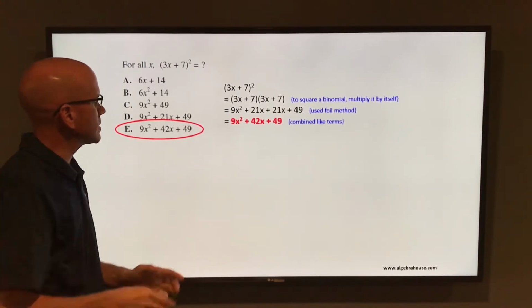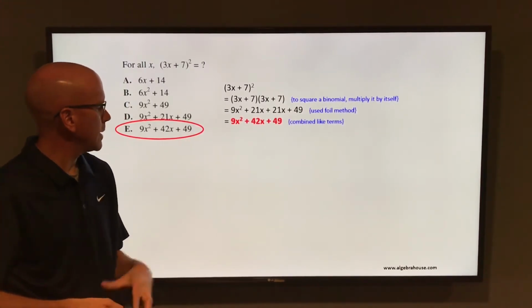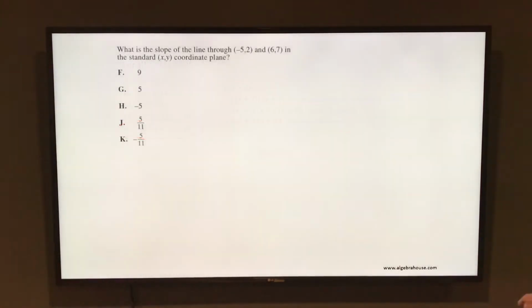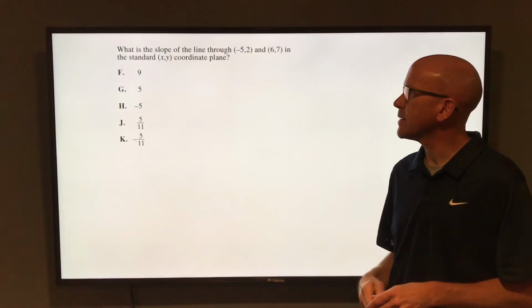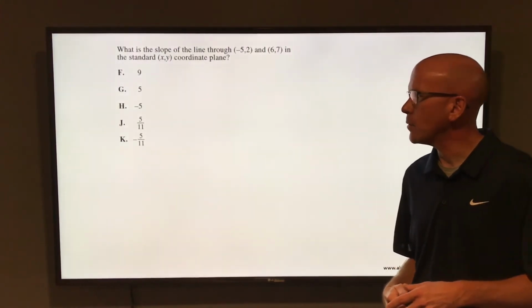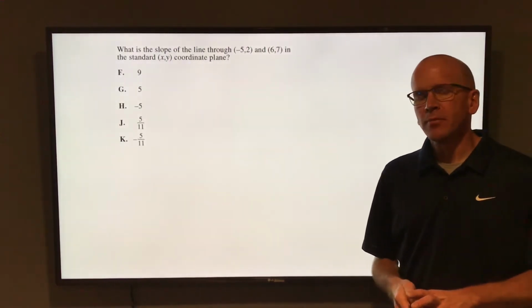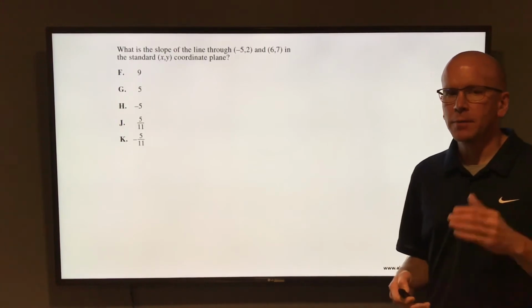It's actually 9x squared plus 42x plus 49. Letter E. What is the slope of the line through the points negative 5, 2, and 6, 7 in standard xy coordinate plane? Slope of the line. Everybody tries to remember the formula. You don't need the formula.